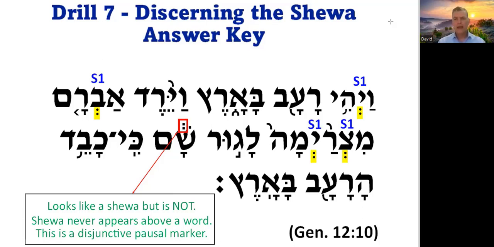But as you can see, if we count them, there are 2 highlighted Shewas on line 1. There are an additional 2 highlighted Shewas on line 2, and that's about it. That's all she wrote. And then we have what looks like a Shewa that appears on the top of the word sham. Now, the word sham means there.